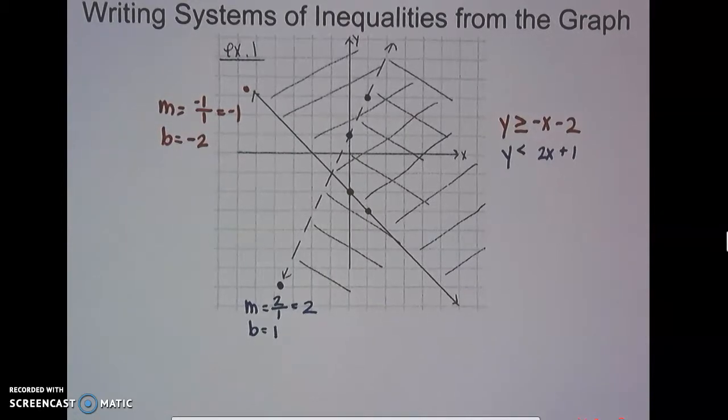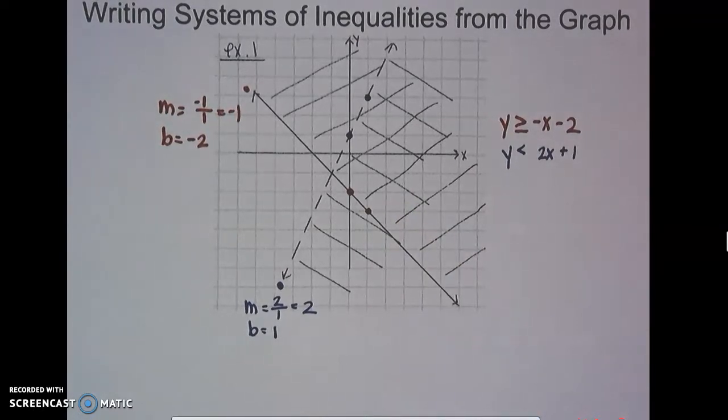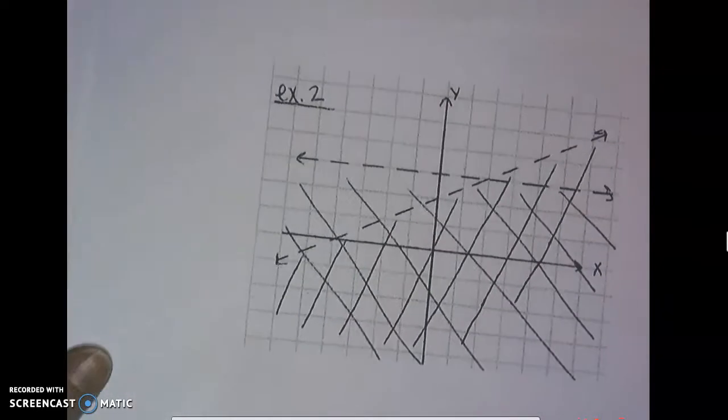Now, remember, you can go and type this into Desmos and see if it gives you this same graph. If it does, you know you're correct. If it doesn't, you know you got to go back to the drawing board and figure out what you did wrong.